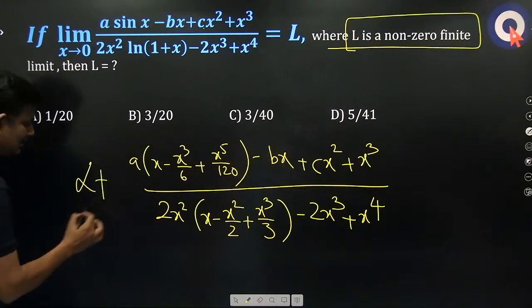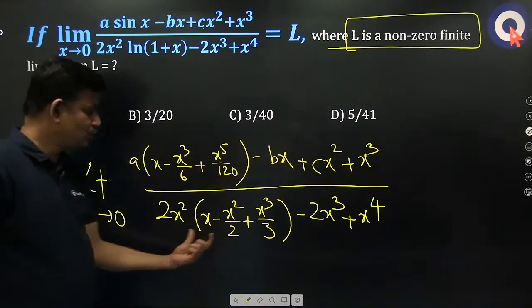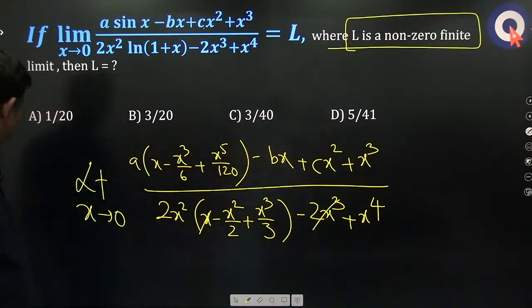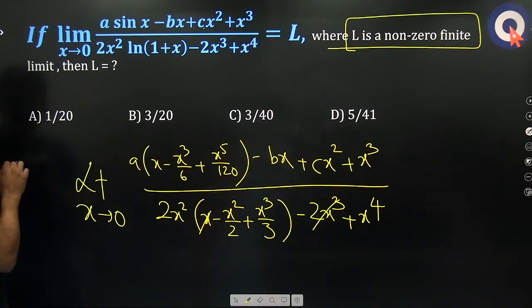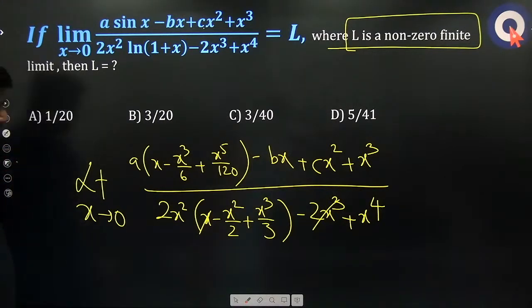Where is x tending to 0? Now you can see 2x cube and 2x cube are getting cancelled. What else are getting cancelled?